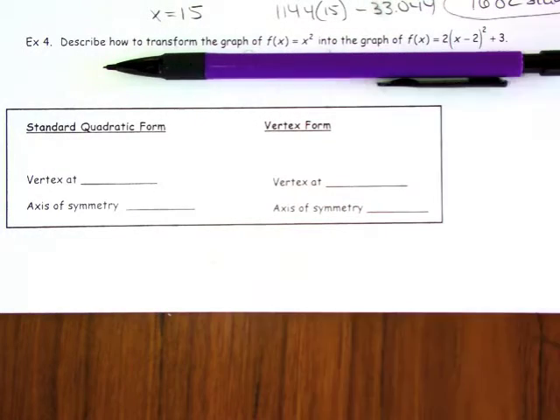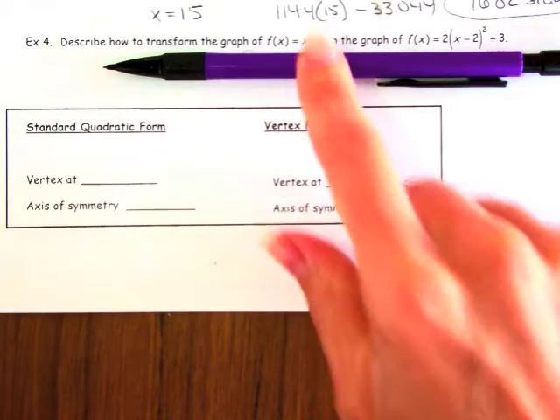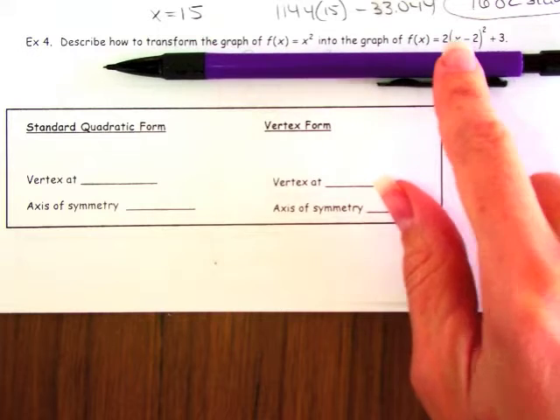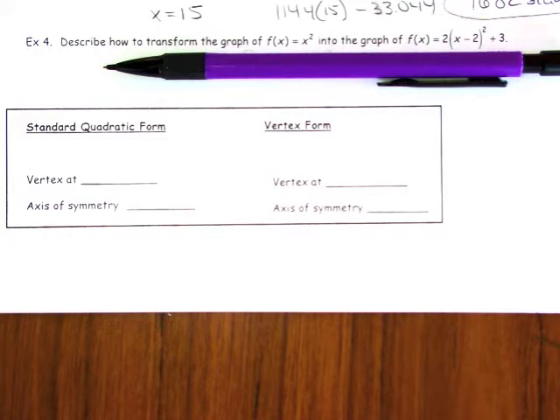Okay, now we're going to start looking at specifically quadratic functions. This example 4 is actually a review from the past, so why don't you go ahead and take a moment and see if you can describe what transformations happen from x squared to get to the graph of this function with all these transformations applied. Pay attention to order. Okay, pause the video and give that a try.